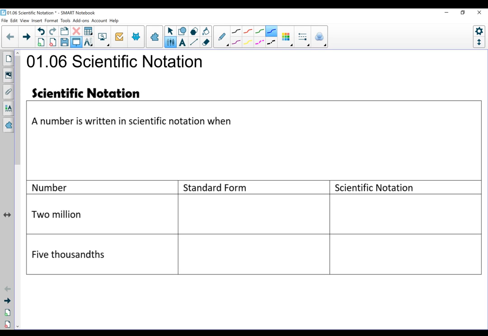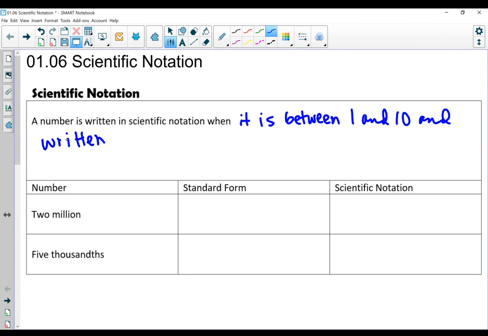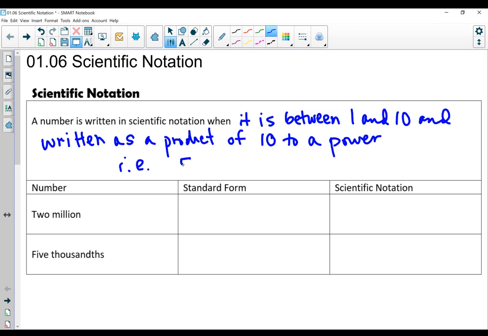106, scientific notation. A number is written in scientific notation when it is between 1 and 10 and written as a product of 10 times a power, or 10 to a power. Product means multiplication. So an example would be like 5 times 10 to the fourth.